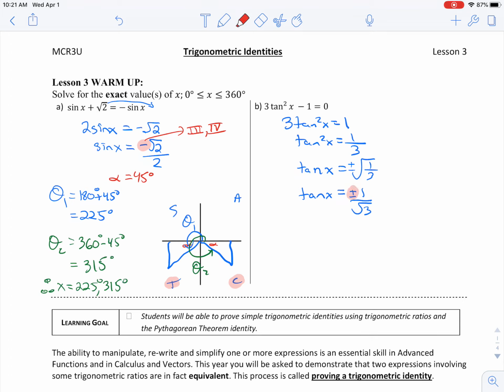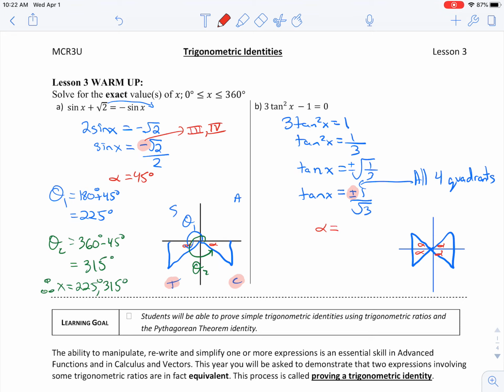So because I have plus or minus, what that indicates is that really what I have is all 4 quadrants that's possible for tan. So I've got really the whole bow tie I could draw if I wanted, like this. It's really any one of those 4 possible angles.